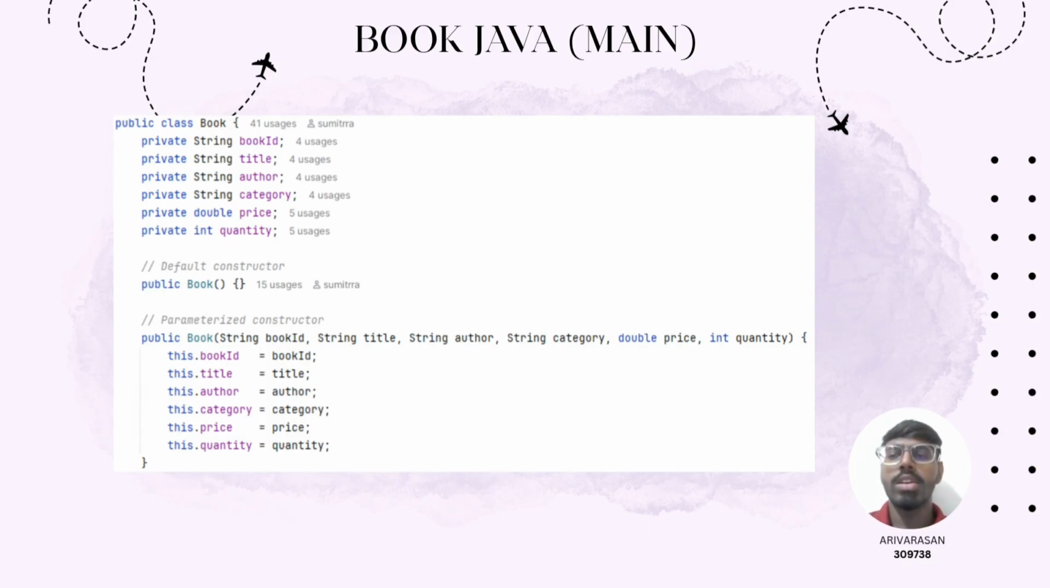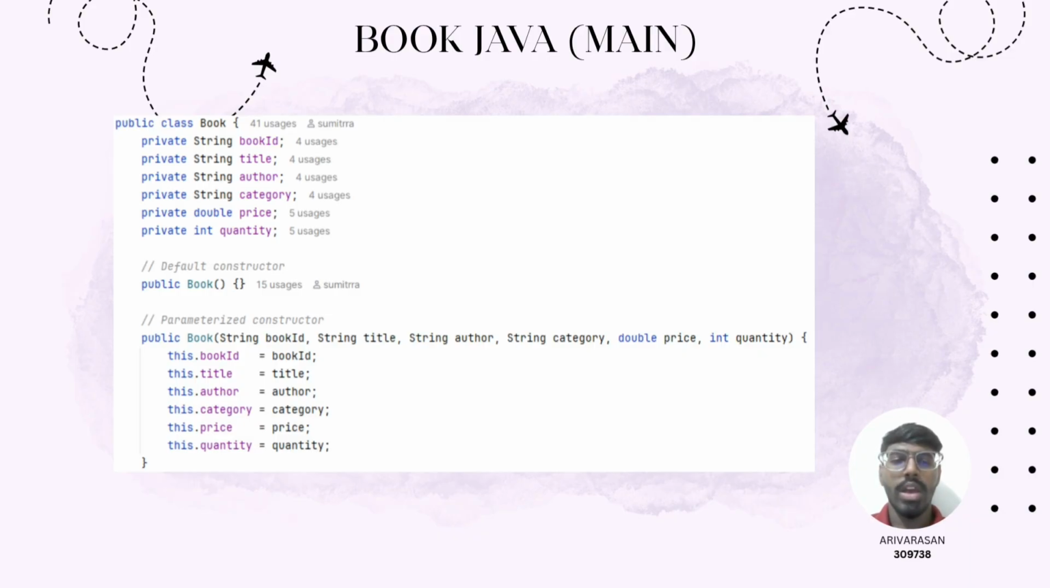So what we have here is a main Java file which is called book, and here we got class book which is used to store information about the book such as book ID, title, author, categories, price and quantity. All these values are stored in a private variable to keep the data secure.